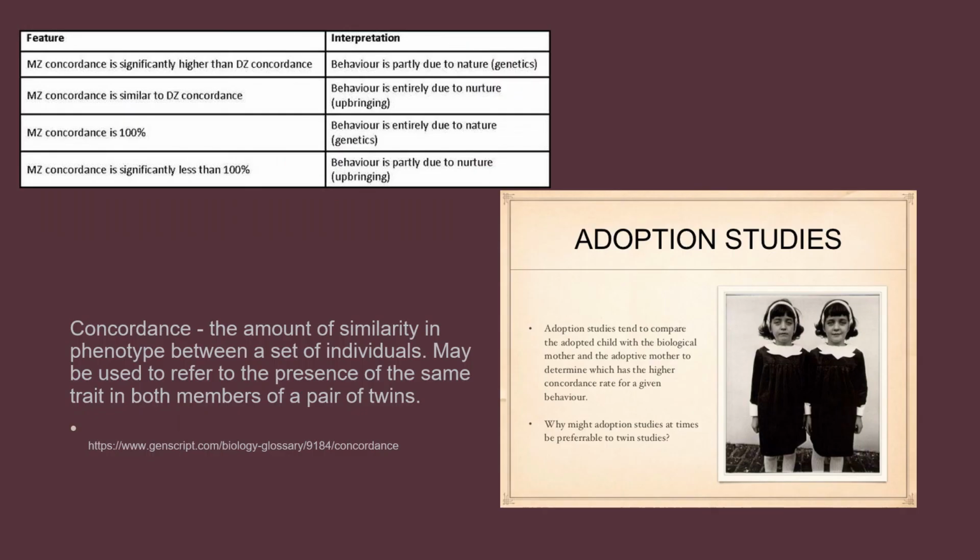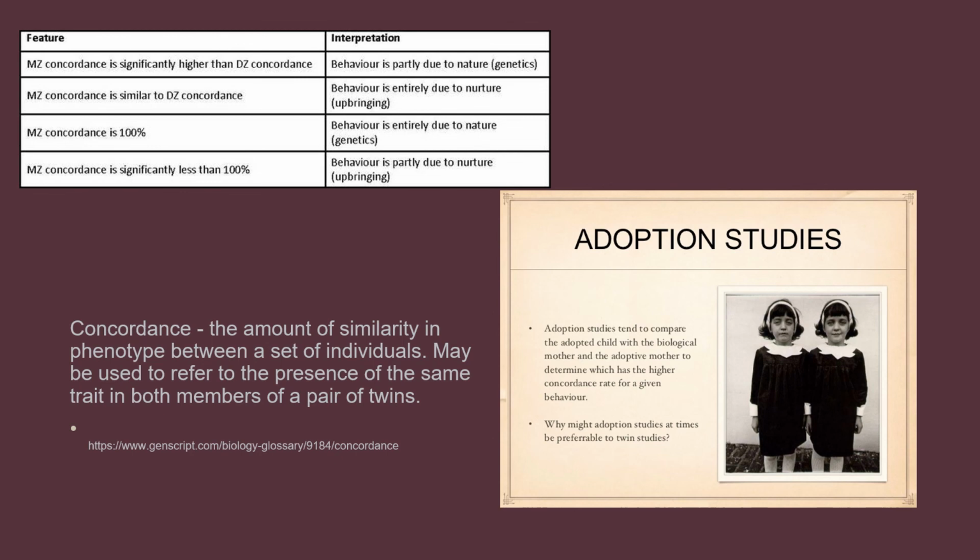Now let's have another example. We have this term, concordance. This means the amount of similarity in phenotype between a set of individuals. May be used to refer to the presence of the same trait in both members of a pair of twins. Example, yung kanina na pinag-uusapan natin na phenotype, no? Yung expression or characteristics ko. Kung may dimple yung isang kambal, meron din yung isa. So, concordance, pareho sila. Kung makulit yung isa makulit din. Kung matalino yung isa, matalino rin yung isang twin. Okay? So, these are the features.